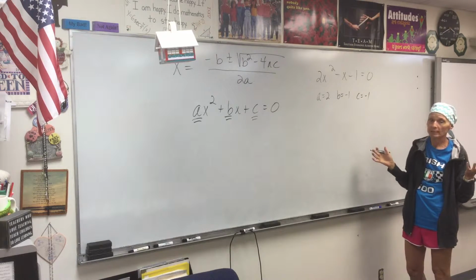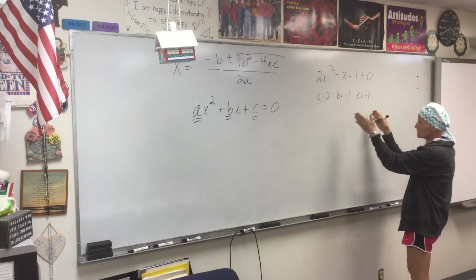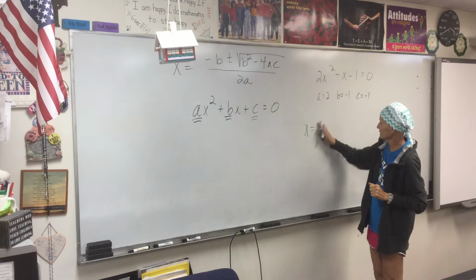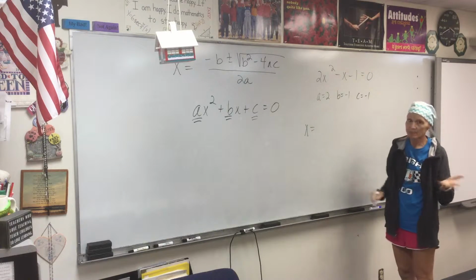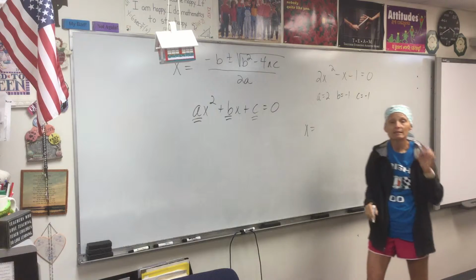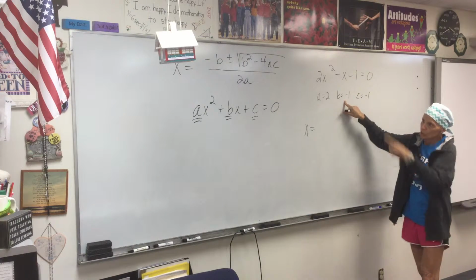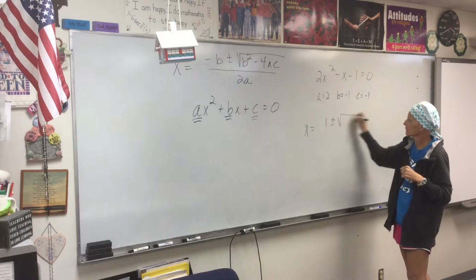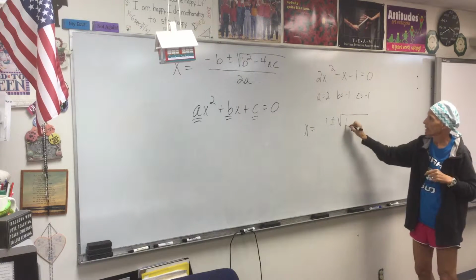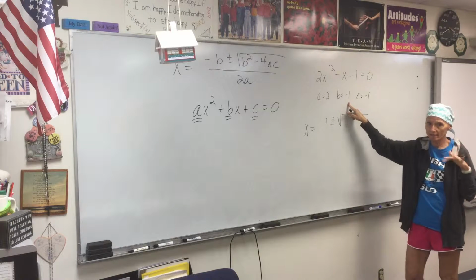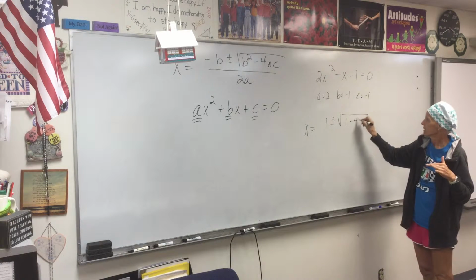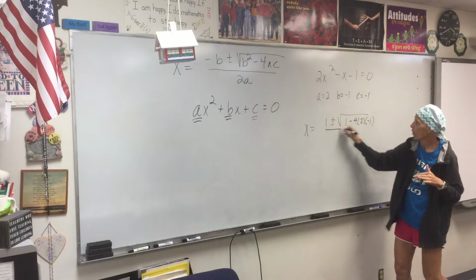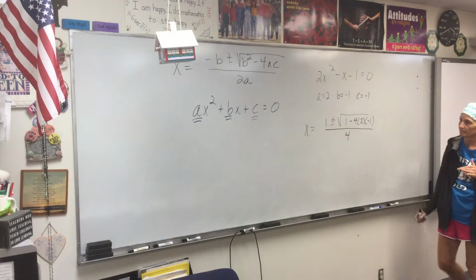Now it's just a matter of plugging and chugging. I'm just going to take those numbers and plug them into my formula. So x equals negative b. Okay, all right, be careful. B is a negative 1. So when I do negative b, it's going to become positive 1. B squared would be 1. When you square a negative, it becomes positive. Minus 4 times a times c. All over 2a.